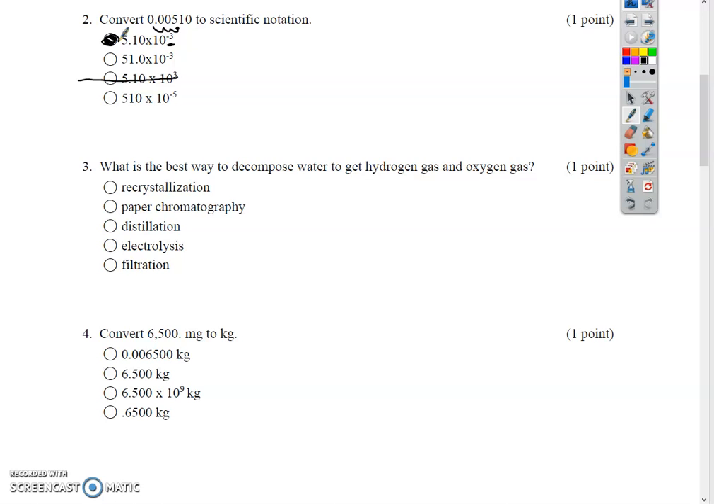Number 3 is talking about decomposing water to get hydrogen gas and oxygen gas. So what you are doing is starting off with water molecules, and it's going through decomposition, and you're going to get hydrogen bonded to hydrogen and oxygen bonded to oxygen. So what you are doing is breaking bonds and forming different bonds, so that's telling you it's a chemical change. Now the only one out of these examples that is a chemical change is electrolysis. So you could do this reaction if you have the right setup by passing electricity through that water to break the hydrogen and oxygen bonds and form these new bonds.